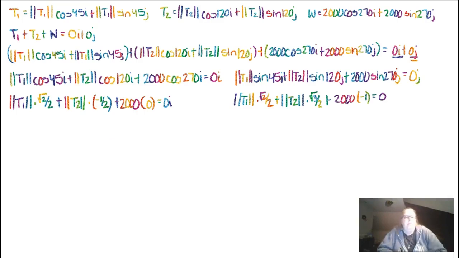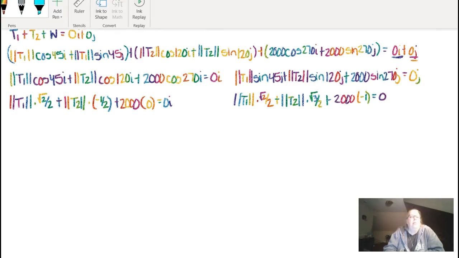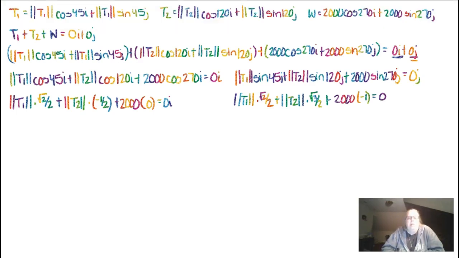This is what we have. We have the magnitude of T1 times the square root of 2 over 2 plus the magnitude of T2 times negative 1/2 plus 2000 times 0 is equal to 0. And over here we have the magnitude of T1 times the square root of 2 over 2 plus the magnitude of T2 times the square root of 3 over 2 plus 2000 times negative 1 is equal to 0. This should really be 0j, but I'm going to take the i's and j's out for the moment to eliminate some confusion.